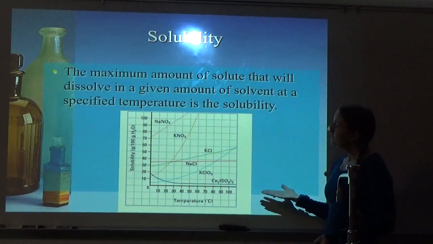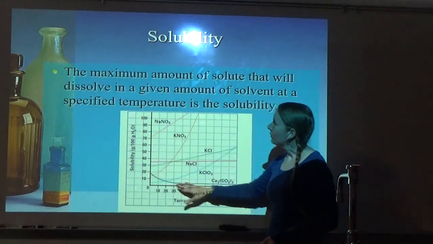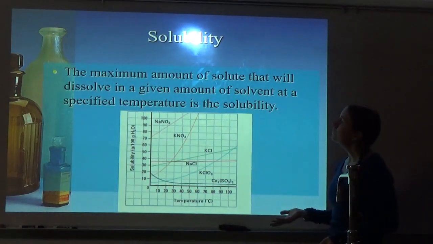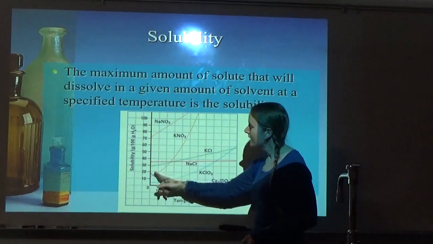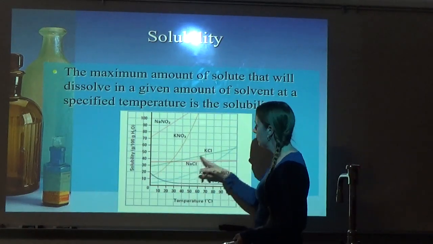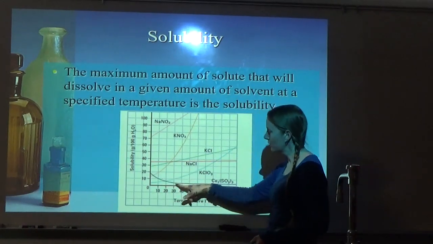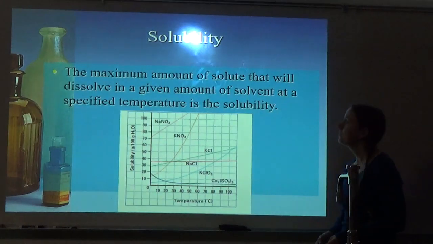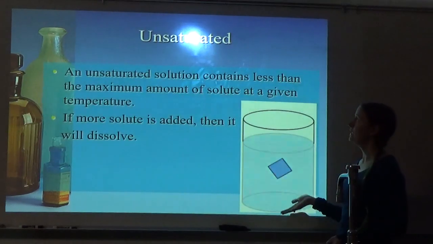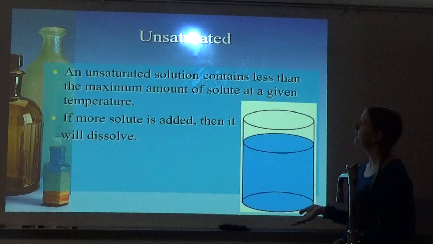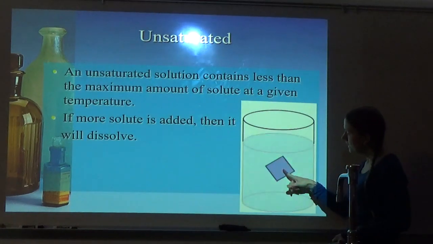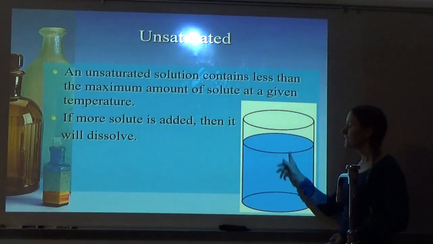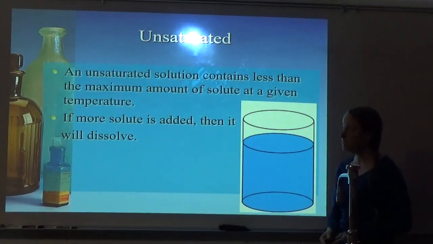Solubility can be expressed in the solubility curve. The maximum amount of solute that will dissolve in a given amount of solvent at a specified temperature is the solubility. You can see most solids increase in solubility as temperature increases. Not every single one does, but most of them do. An unsaturated solution contains less than the maximum amount of solute at a given temperature. So if you add more solute, it will continue to dissolve, because it's not saturated, it's not full yet.